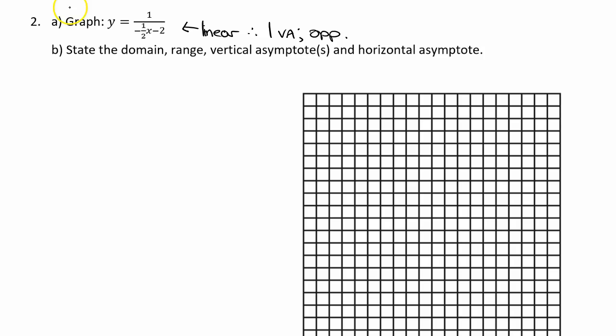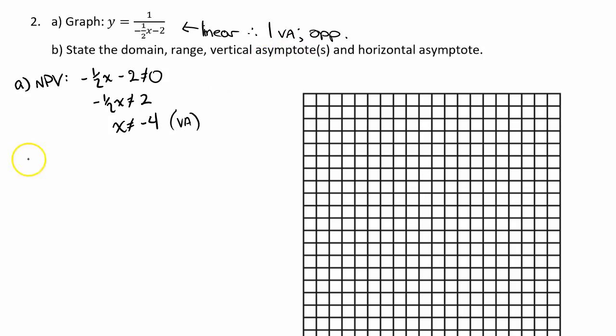From here, I just need to identify my non-permissible values, and I want to get a couple points. So non-permissible values is when my denominator is set equal to 0, but it's not allowed. Okay, so moving things around, I get -1/2 x cannot be 2, and so x cannot be -4. So that's going to again be my vertical asymptote, which is what we're asked for up here.